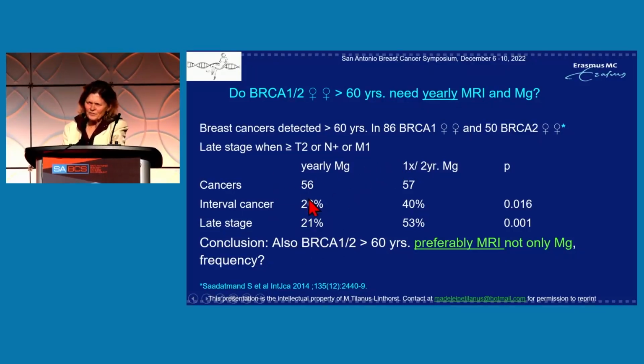With yearly mammography, we had 20% interval cancers and 20% late-stage cancer. Late stage was defined as larger than 2 centimeters or node positive, let alone metastatic. And with every other year mammography, that even doubled those poor results: 40% interval cancers and 50% late stage. So we definitely have to continue with MRI screening for BRCA carriers also above age 50. However, we do not exactly know the optimal frequency for MRI at that age.